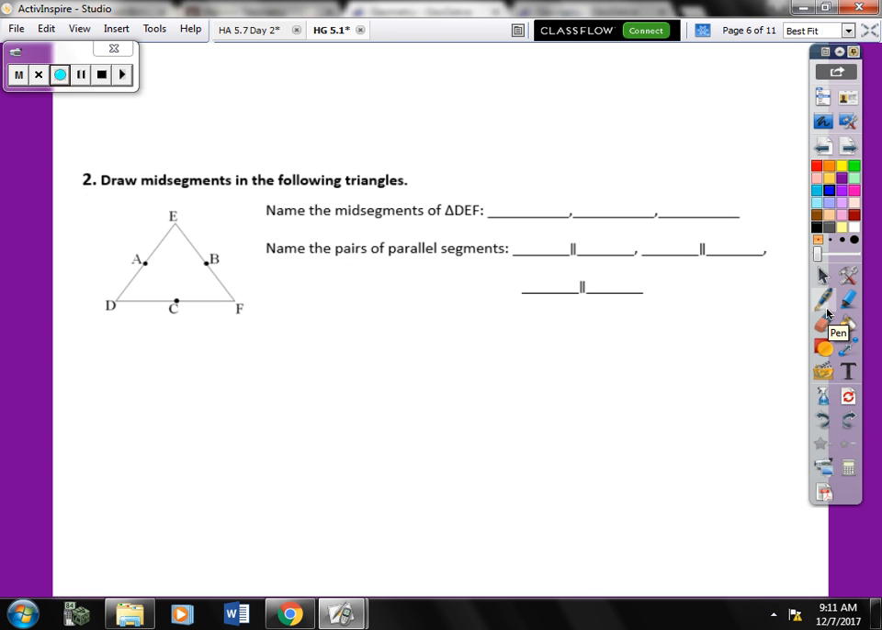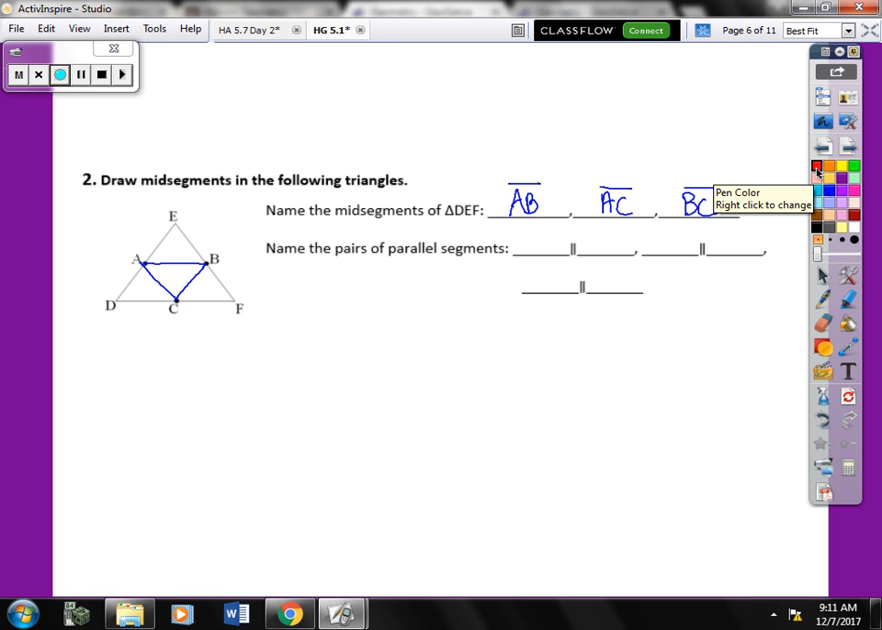This example asks us to draw the midsegments and name all of them. So we would have segment AB is a midsegment, segment AC, and BC. Remember, the order doesn't matter, so if you say BA, that's the same thing. And then, who can give me one pair of parallel segments? Because we know the midsegment is always parallel to the third side.